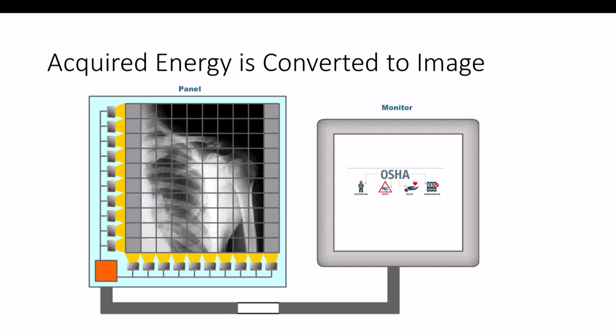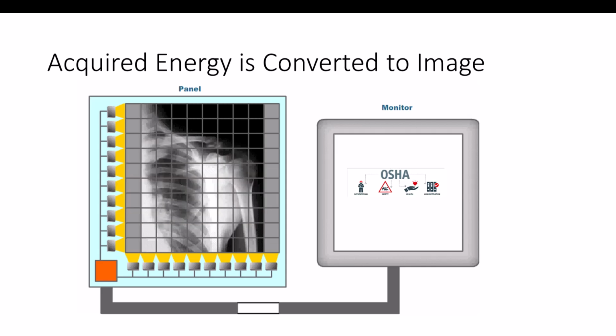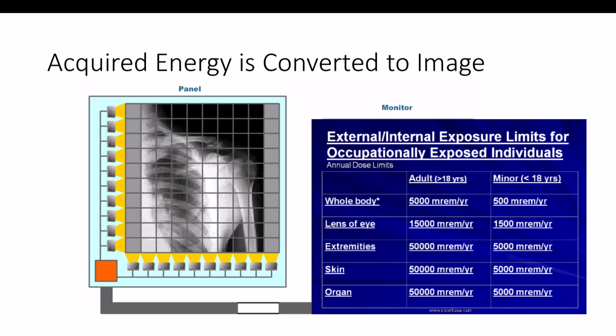The specific dose limits for occupational workers in medical imaging in the USA are set by various regulatory bodies, including OSHA and the NRC. Here are the key limits. Whole body dose. The annual limit for the whole body is 5 rems, 0.05 sieverts. Lens of the eye. The annual limit for the lens of the eye is 15 rems, 0.15 sieverts.